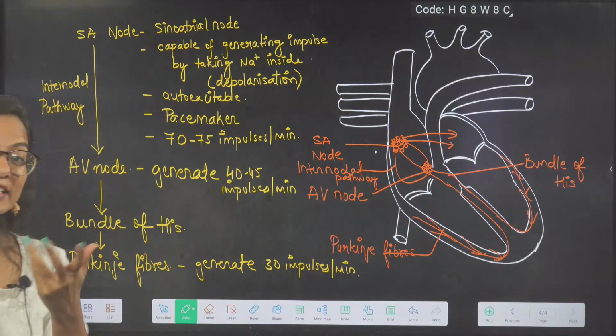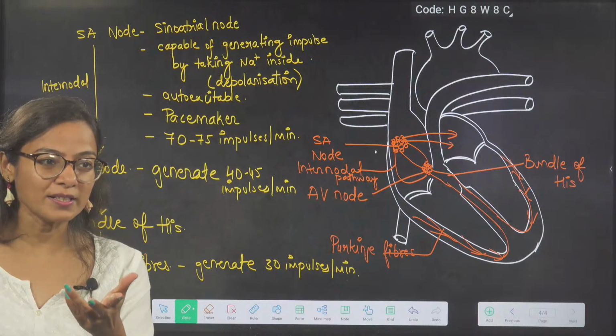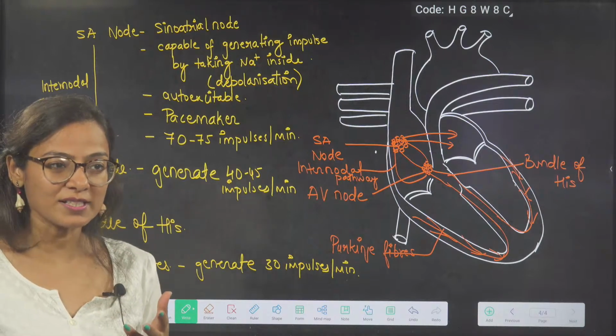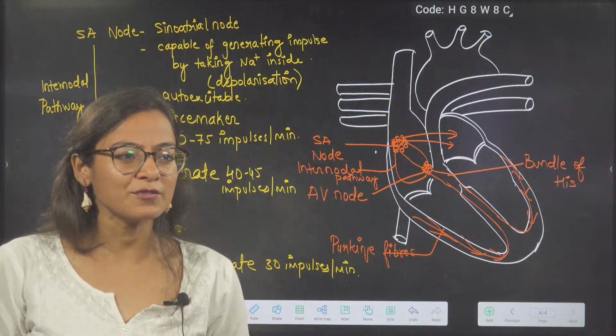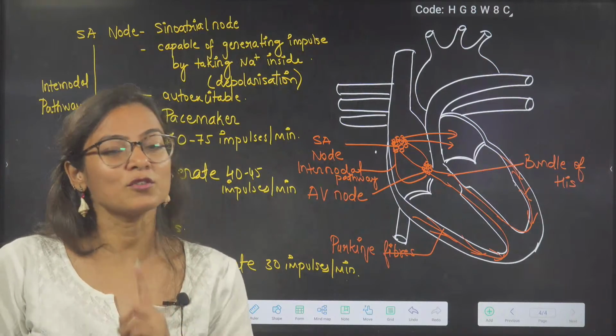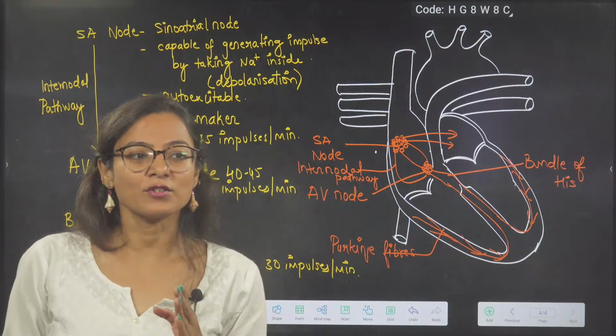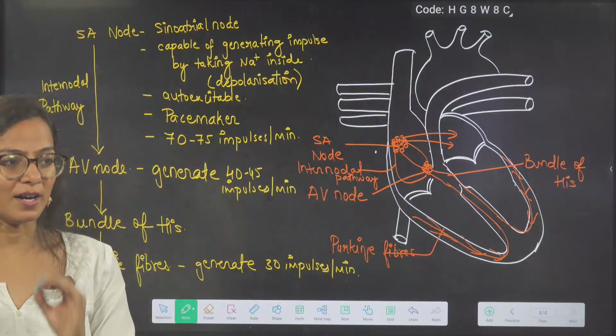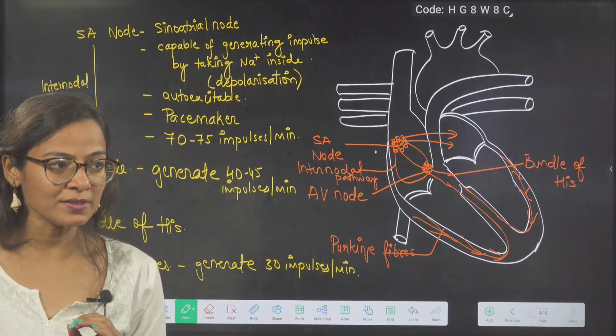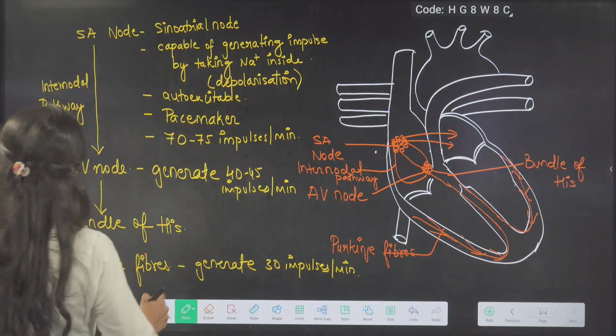So this is the reason that the SA node is called the pacemaker. Why? Who is setting the pace? The SA node only. The full heart muscle tissue, they are following whose instruction? SA node, AV node, or Purkinje fiber? They are following the SA node's instruction. That is why the SA node is called the pacemaker of the heart. Clear, everyone?